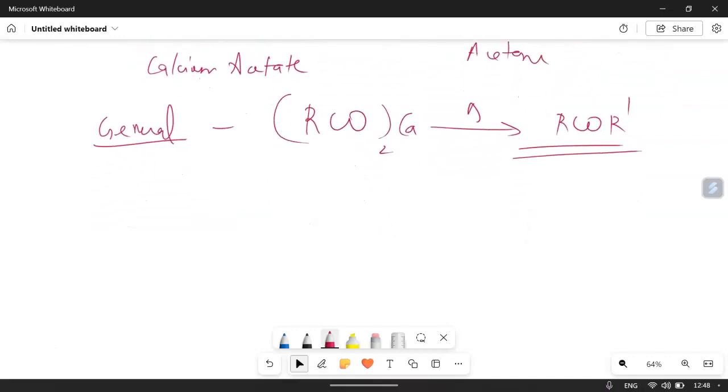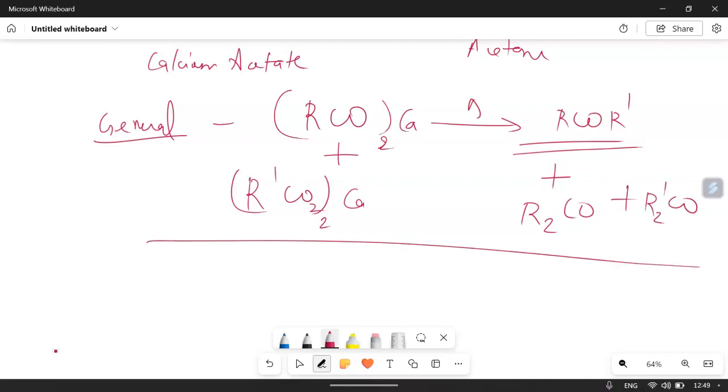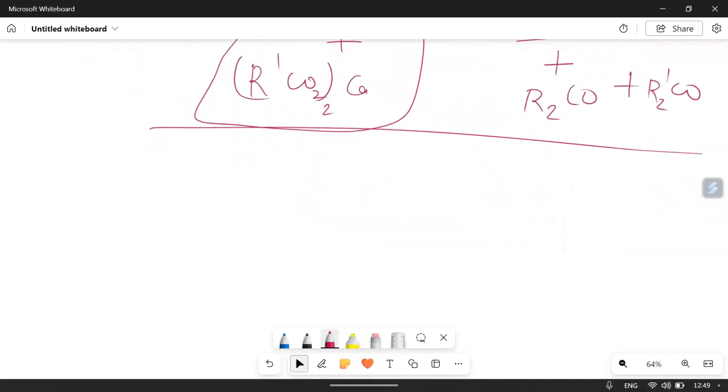Okay, or you can also write down like that in another way, (R'COO)2Ca, but here it is CO2. If you add both of them, then the result will be R2CO plus R'2CO. So you can use this also, both of them, to get the result.